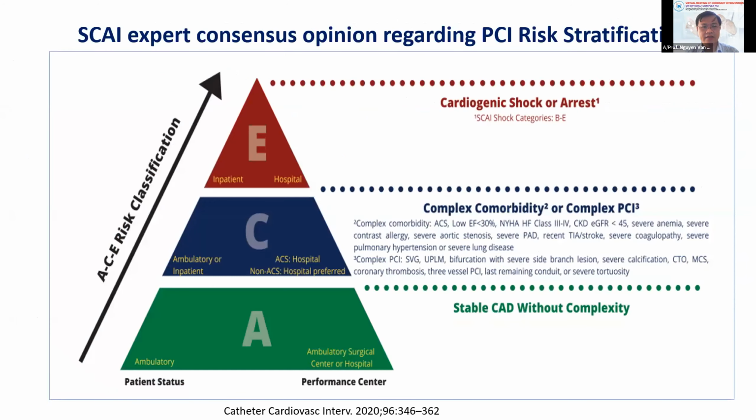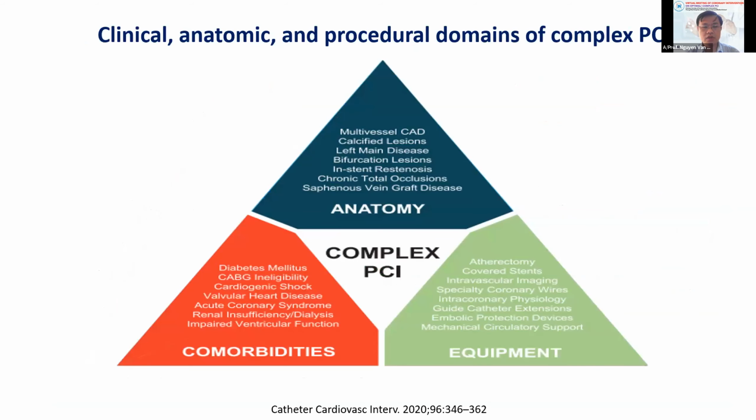Now, the SCAI expert consensus opinion regarding PCI risk justification is difficult first in cardiogenic shock or arrest, and second, when there is complex comorbidity or complex PCI. So now we talk about complex PCI with long stent lengths, unprotected left main disease, bifurcation with severe lesions, severe calcification, and CTO. When we choose the strategy for PCI, we should first assess whether this is complex PCI, based on the anatomy, comorbidity, and the equipment we have for PCI, especially intravascular imaging.